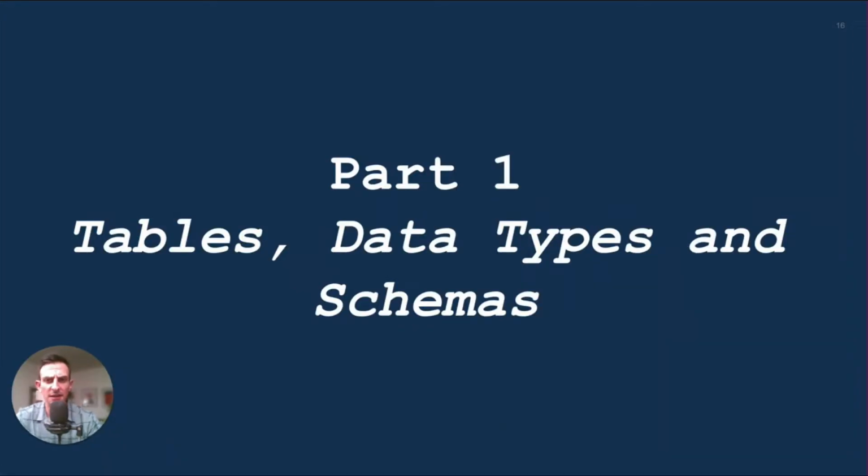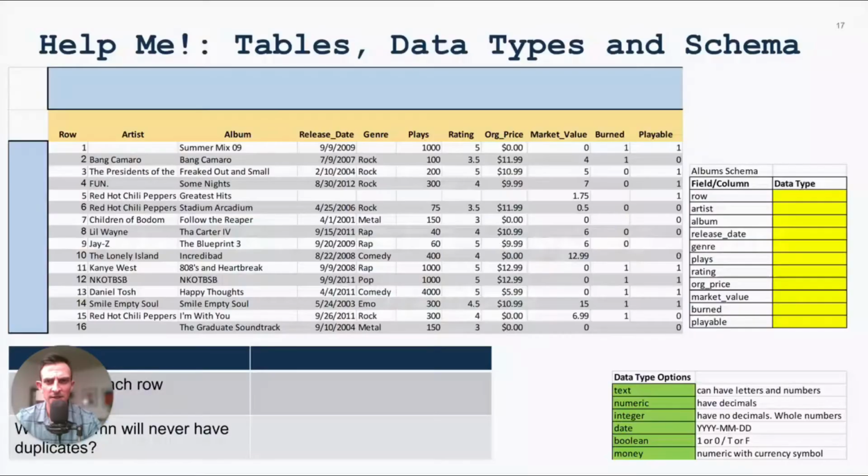So part 1, tables, data types, and schemas. I thought we'd start out here with just doing a review of what a table is. What is a table of data? A couple years ago, I had a bunch of compact discs in my closet, and I decided to put them into a table where I would list the artist name, the album, the release date, genre, plays, estimated times I played it, etc., rating, the price I paid for it, the value it's worth today, whether it was burned or not, and then playable. Is it disc playable, or did it melt on my dashboard?